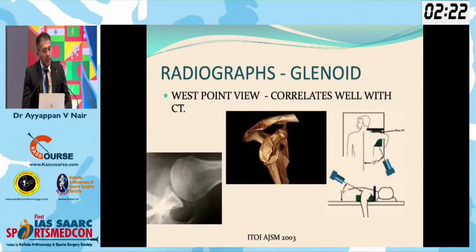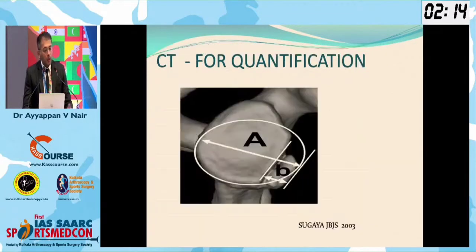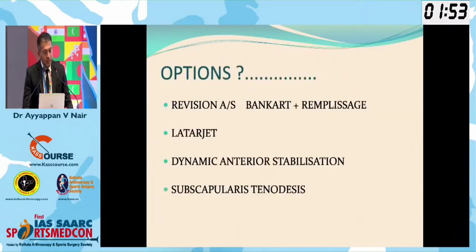So if a case of failure is coming to me, what do I do? Definitely I would do a CT scan, and along with that certain X-rays. But the CT would be most important to me, and I would do a bone loss quantification. An MR arthrogram would be my choice of imaging. Why? Because I would like to study the HAGL. I would like to really know about the capsule, how much laxity is there, and any rotator cuff tears, so I will do an MR arthrogram.